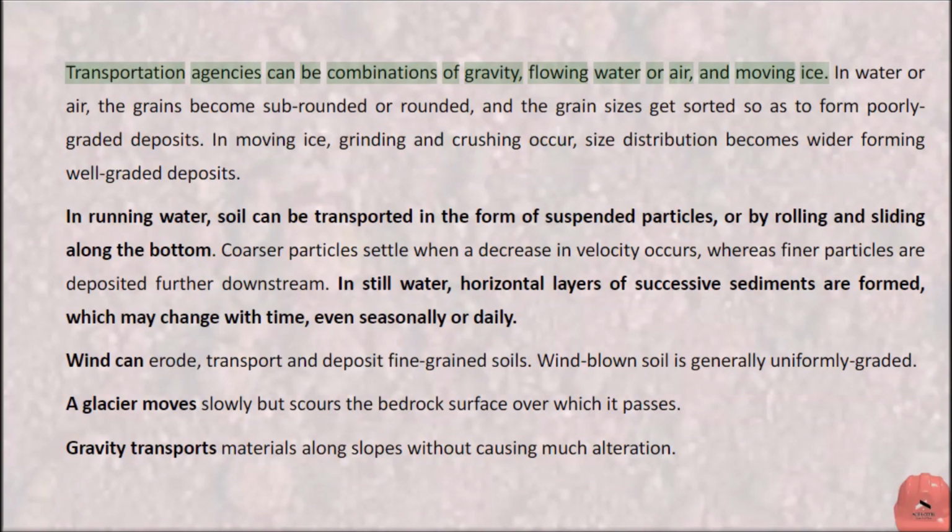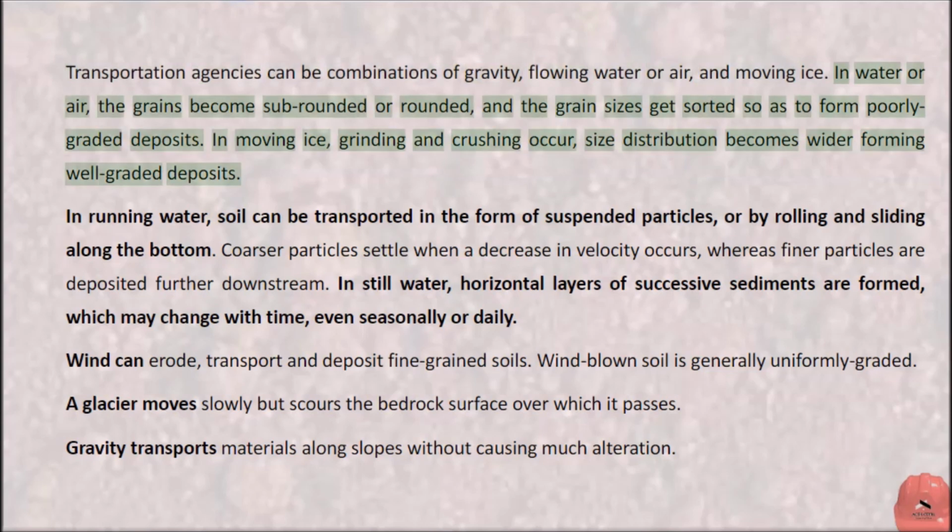Transportation agencies can be combinations of gravity, flowing water or air, and moving ice. In water or air, the grains become sub-rounded or rounded, and the grain sizes get sorted so as to form poorly graded deposits. In moving ice, grinding and crushing occur. Size distribution becomes wider, forming well-graded deposits.